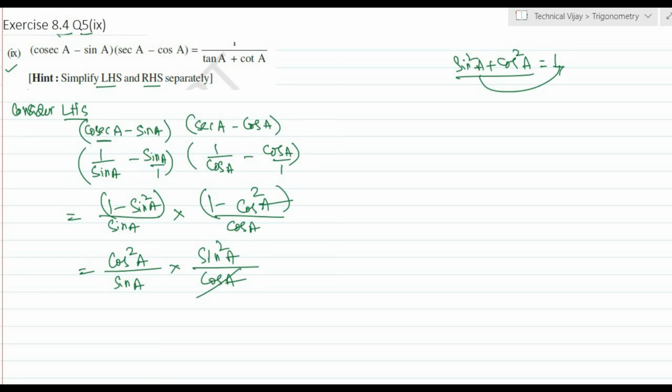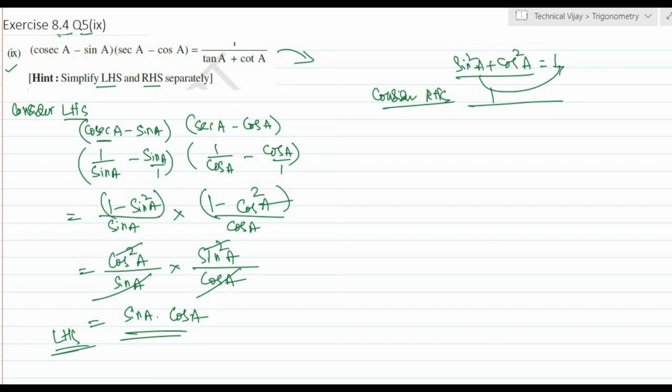So cos A and cos A cancel, sin A and sin A cancel. Remaining will be cos A into sin A, that is sin A into cos A. So this is the LHS answer. Now we will take up the RHS also.